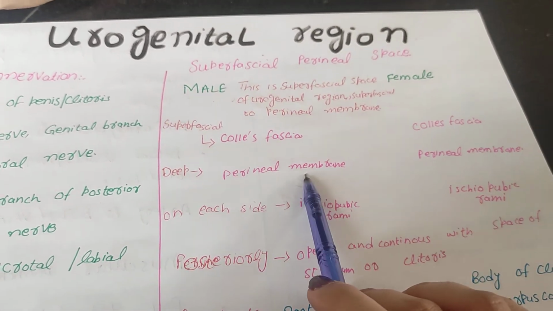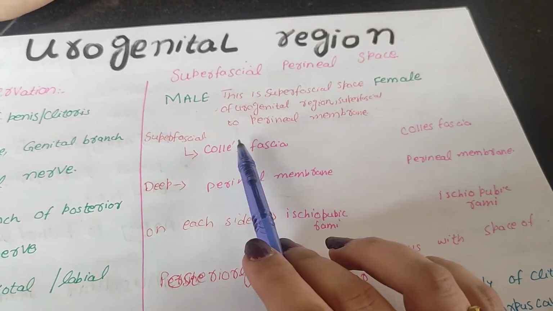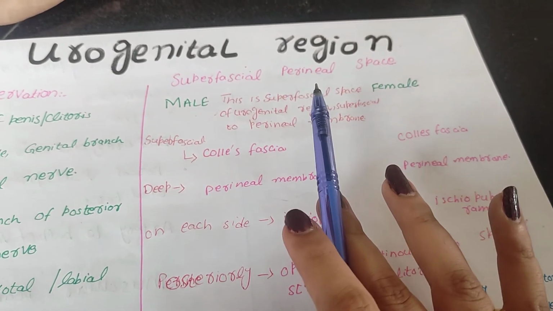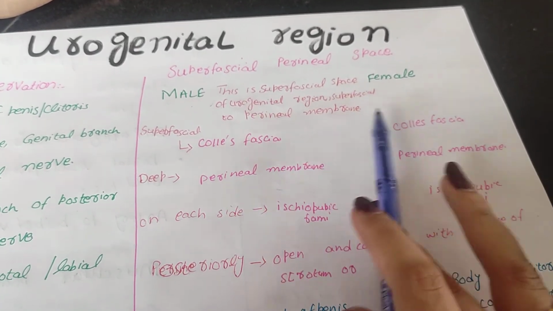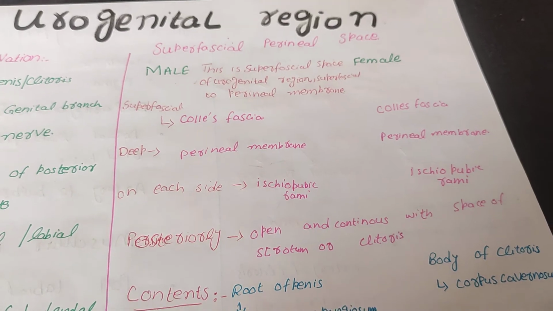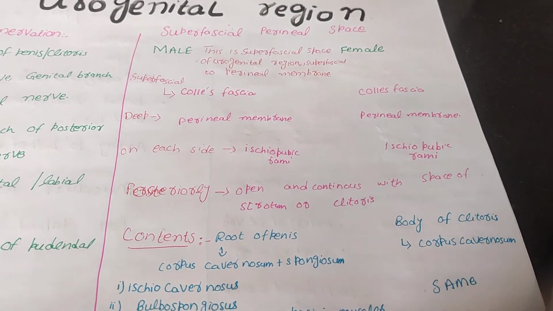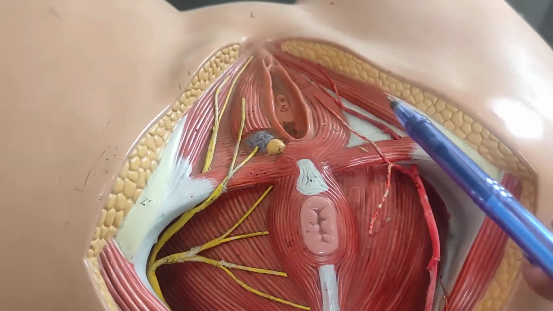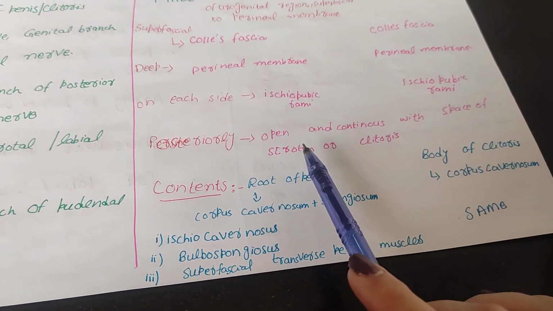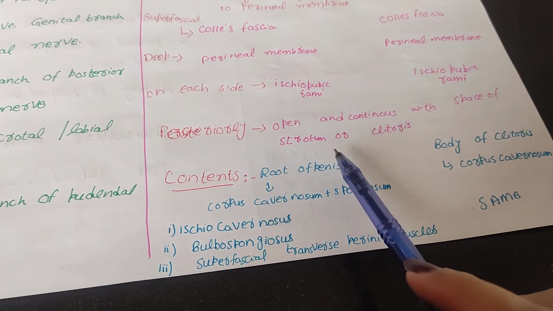So as it is lying superficial to the perineal membrane, the perineal membrane will be the deep relation of the superficial perineal space, while Colles fascia will come upward above the space and cover it, and that's why that is a superficial relation of the space. Deep lies the perineal membrane, and then on each side we have the ischiopubic rami. Then posteriorly, that space will be open and continuous with the space of the scrotum or the clitoris.